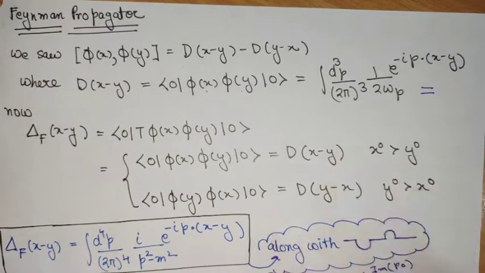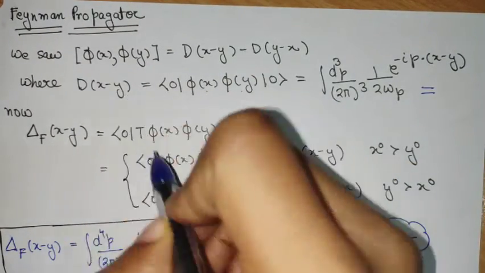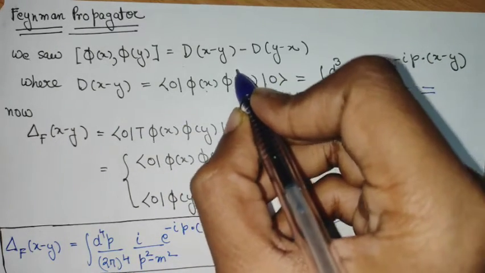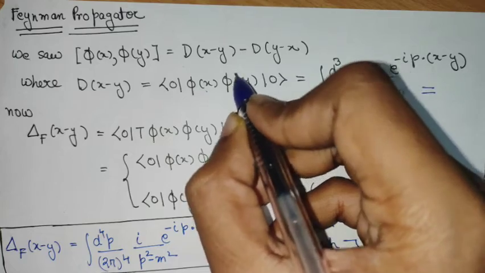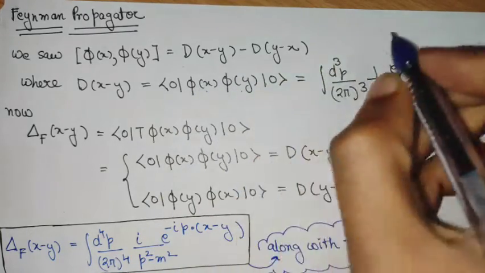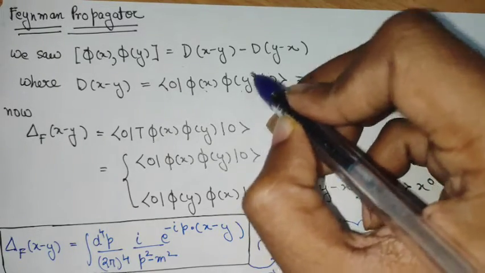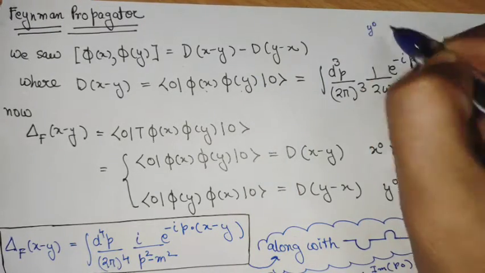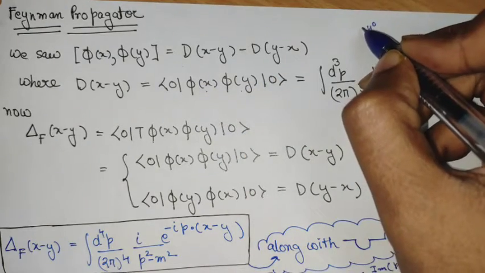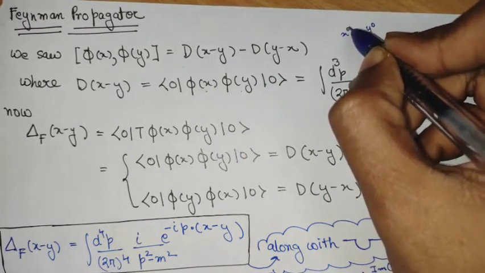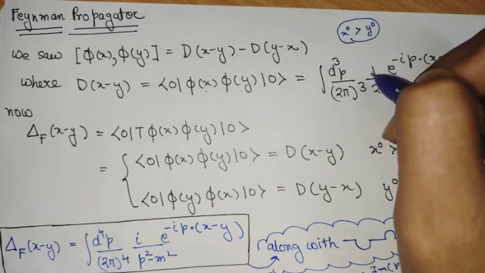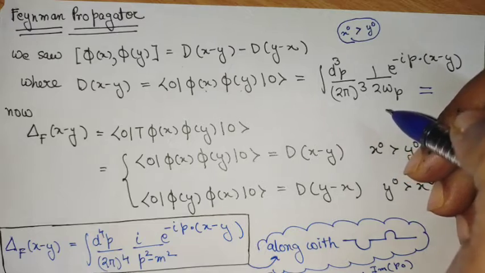So what we see is that this D(x minus y) says that I create a particle at position y and then ask for propagation to x. So in some sense, it captures the notion that you create it at some time y0, and this propagation will be at some future time. So this kind of notion, ordering in time, will be important.